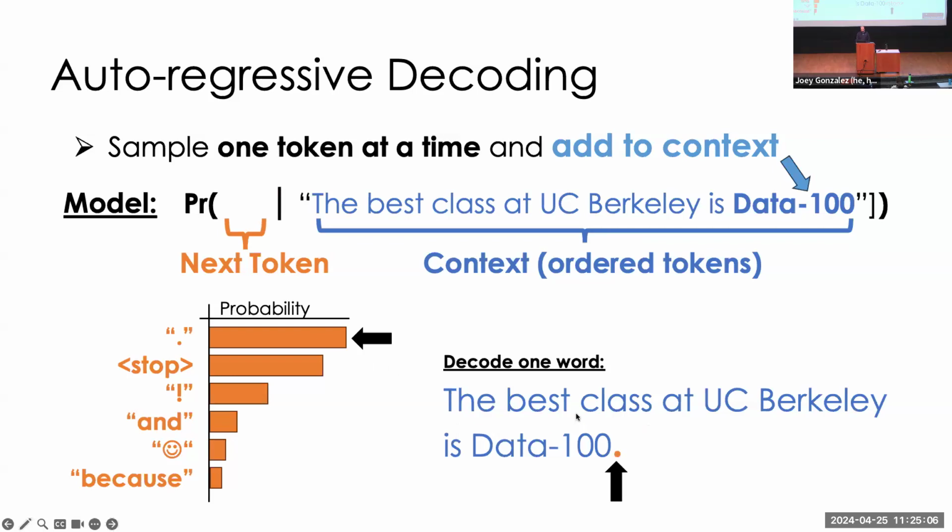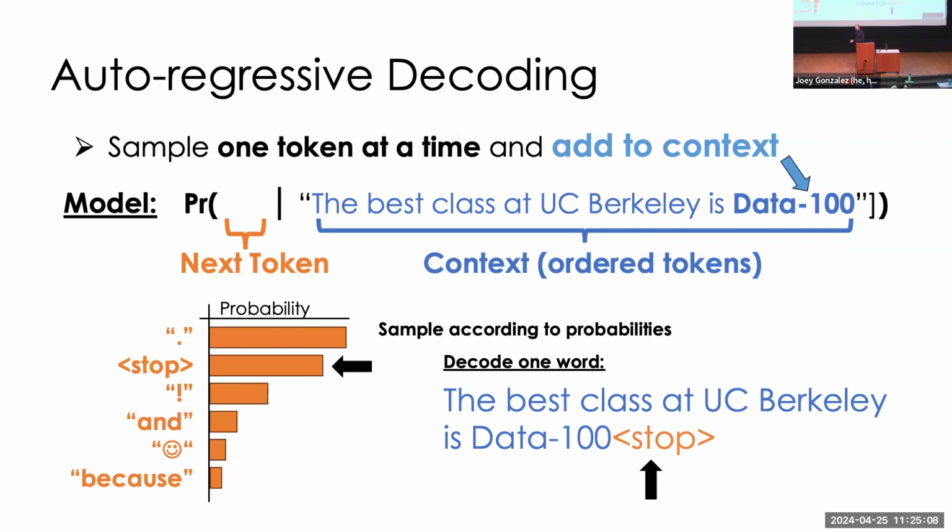I could also have chosen, if I sampled according to probabilities and maybe not the most likely thing, I could have chosen stop. The best class at UC Berkeley is Data 100. Stop. When I say stop, the model doesn't get to predict any more tokens. It's done. And we go to the user. Here is what the AI has said.